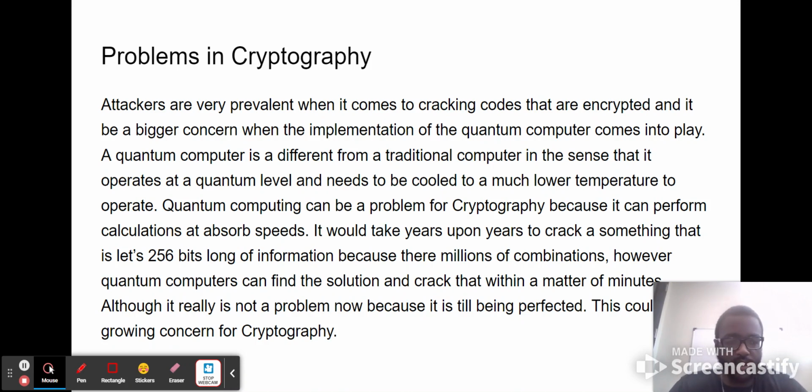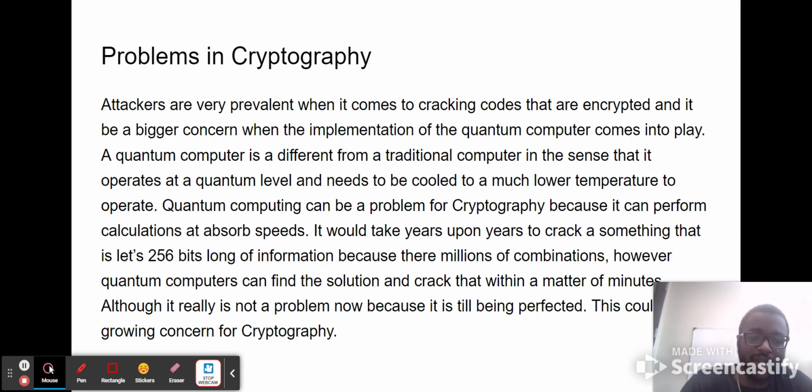Quantum computers are different from traditional computers in the sense that they operate on the quantum level, right? They need to be cooled to much lower temperatures to operate. So it's not like you're going to have access to this in your home or anything like that anytime soon, right? But it's still going to be something very dangerous and something that we should look out for.